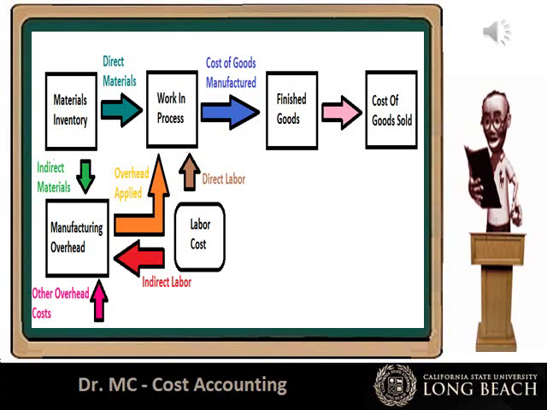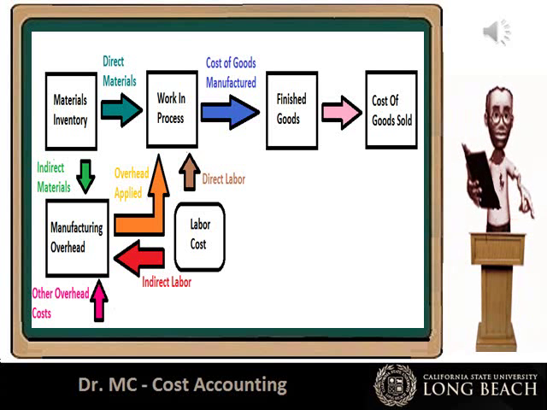When indirect materials are requisitioned, their cost is transferred from the materials inventory account and added to manufacturing overhead. This transfer is represented by the green arrow. Manufacturing overhead is a temporary account that will not appear on any financial statement at the end of the year. When direct labor costs are incurred, they are charged directly to work in process. This charge is represented by the brown arrow. When indirect labor costs are incurred, they are charged to manufacturing overhead. This charge is represented by the red arrow.